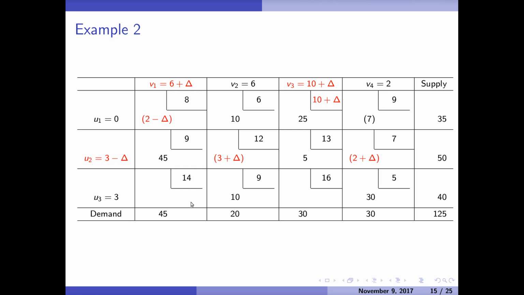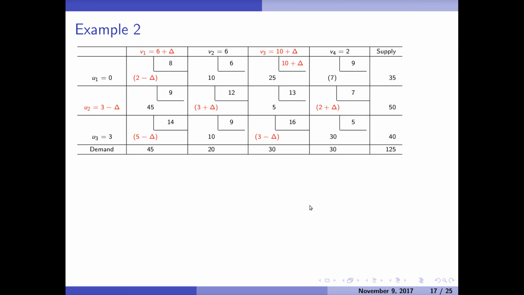And so let's finish them off here. 14 minus 12 minus delta. That's 2 minus delta. Okay. We have one more.